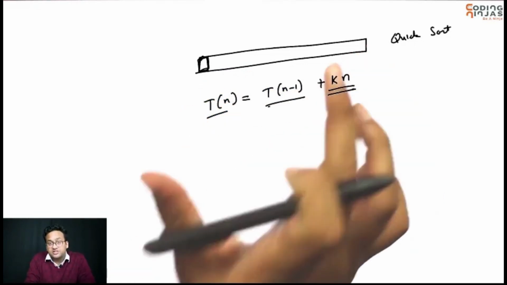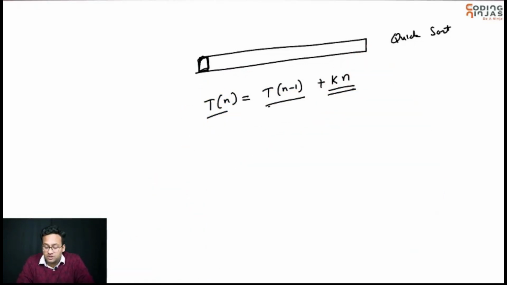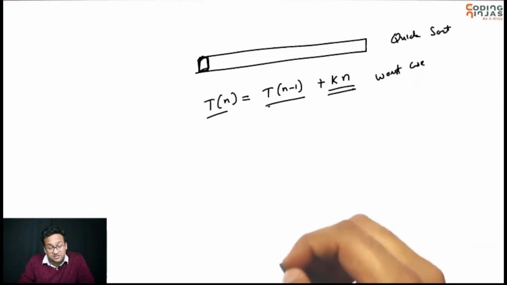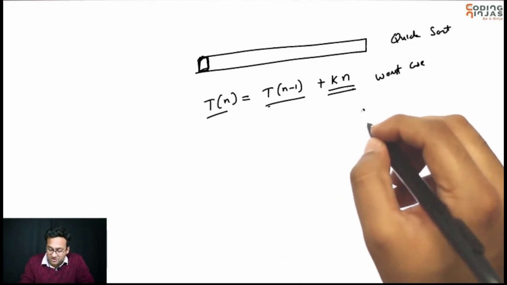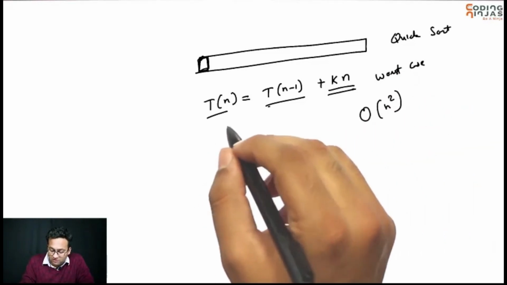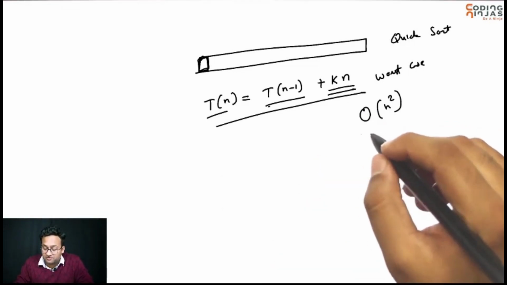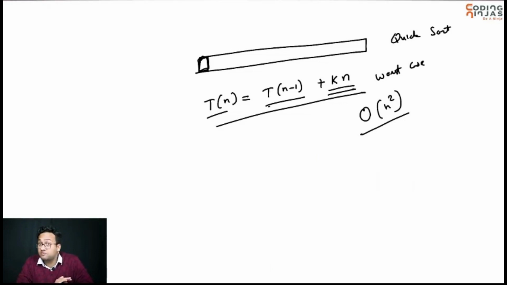Now you need to sort these n minus 1 again. This is the worst case. And if this keeps happening, your time complexity will be big O of n square. Please solve this, as it is a very simple recurrence relation. As you solve it, you will figure out the time complexity will be big O of n square. So in the worst case, quicksort can perform as bad as big O of n square.